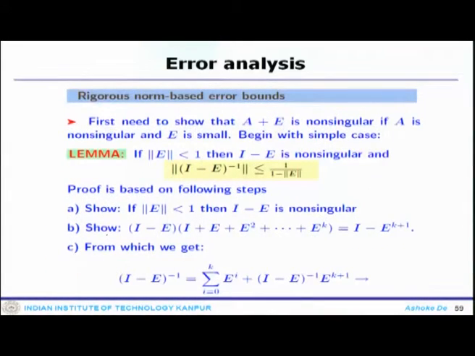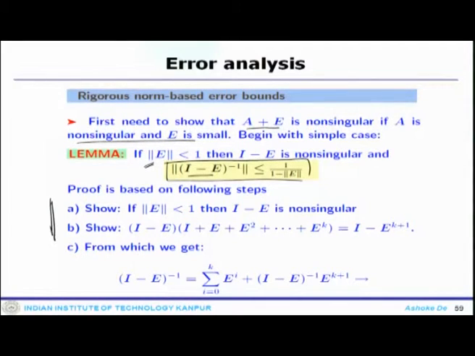Now, if you look at a more detailed error bound, one needs to see what happens to A plus E when A is non-singular and E is small. We can take a simple case as a lemma: if the magnitude or mod of E is less than 1, then I minus E is non-singular, and it satisfies that the norm of I minus E inverse is less than or equal to 1 by 1 minus the norm of E.